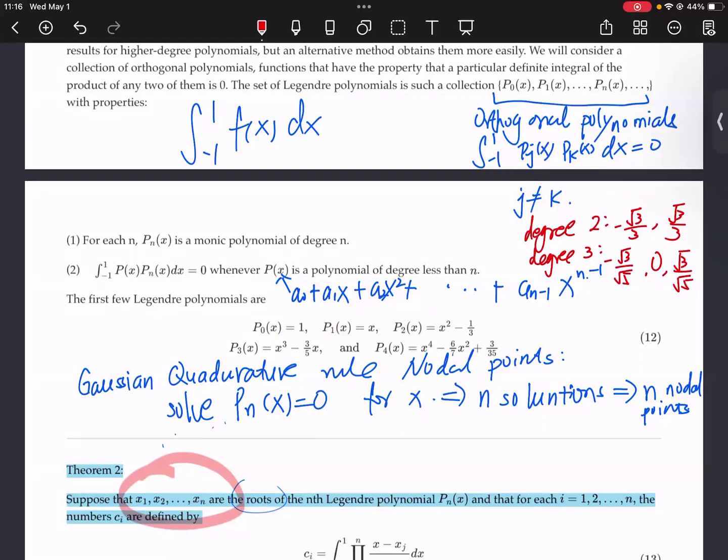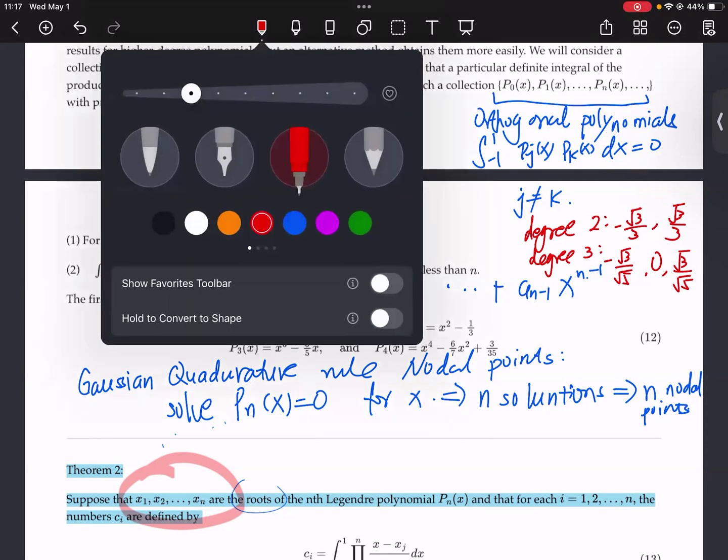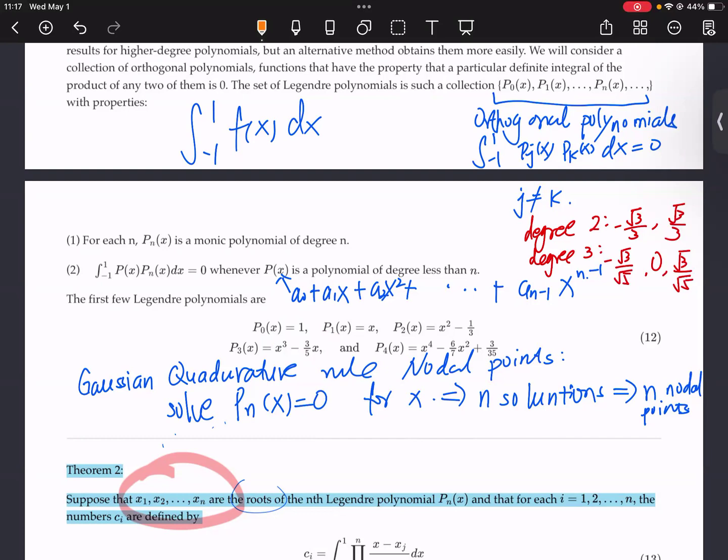The point x equals 0, and this is of degree 3, an odd number, so it has an odd number of nodal points, and you will see it definitely has the origin as a nodal point. Because it's degree 3 and symmetric about the origin, we automatically have the origin as a nodal point as well.